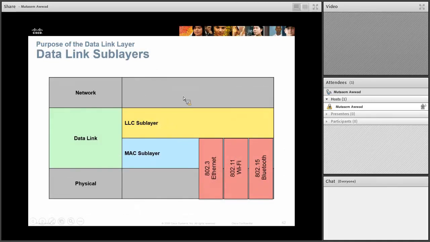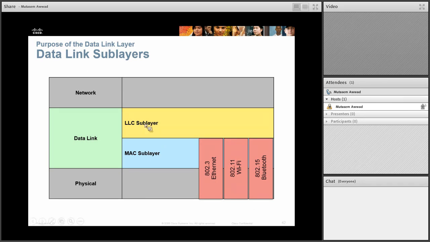LLC is the one that takes the packet, places it into a frame, and stamps on the frame what kind of packet he put in that frame. That's all he does. He doesn't put any other addresses. The MAC sublayer takes that unfinished frame, puts the addresses on it, finishes it up, and places it onto the wire.